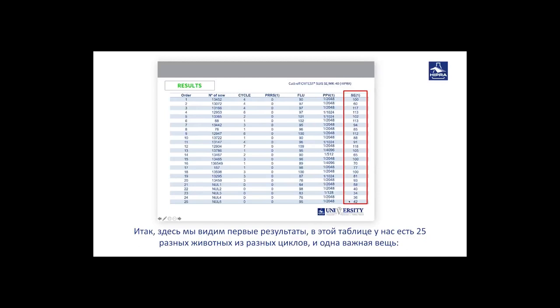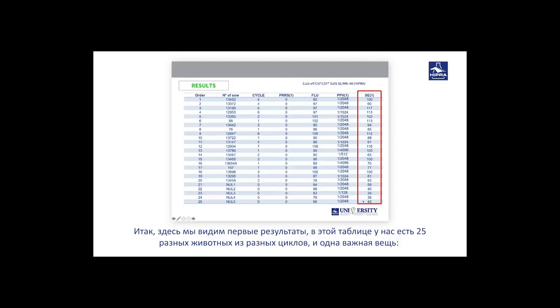In this table, we have 25 different animals from different cycles. And one important thing that I thought is, okay, I'm going to take the blood from some gilts that are healthy animals, to compare with animals who had different problems, and to see if there are different values with respect to different diseases.